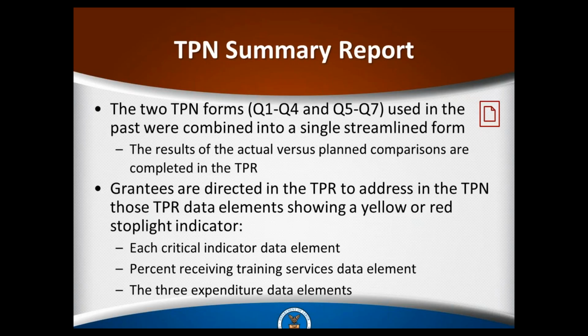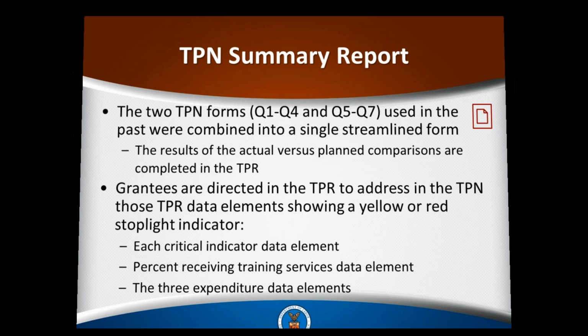Percent receiving training services, there's still the 80% data or training requirement that's a part of the grant award, and that also extends in the PY17. And then there's also the 3 expenditure data elements, doing plan versus actual, that are part of the TPR. So if your expenditures are way off track in terms of underperformance, then we'd like some explanation as to why. Next slide, please.